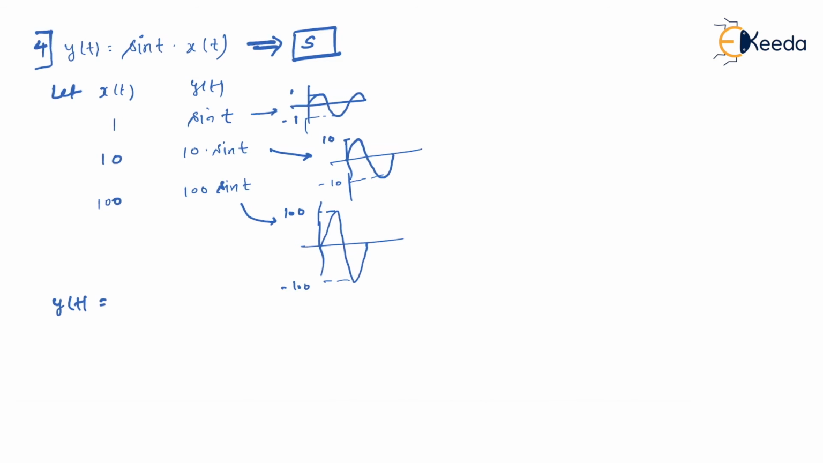See, sinusoidal signal, that is sine t, is by default a bounded signal. We know that we check whether systems are stable or unstable only for bounded inputs. So x of t will be another signal which is also bounded. So bounded times bounded will always give you a product that is bounded only. Therefore, the system would be by default stable, right?